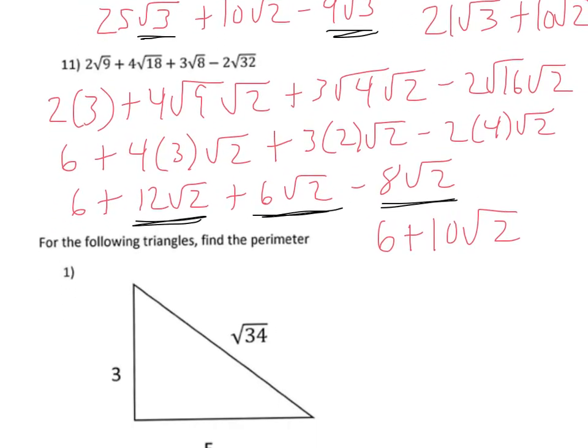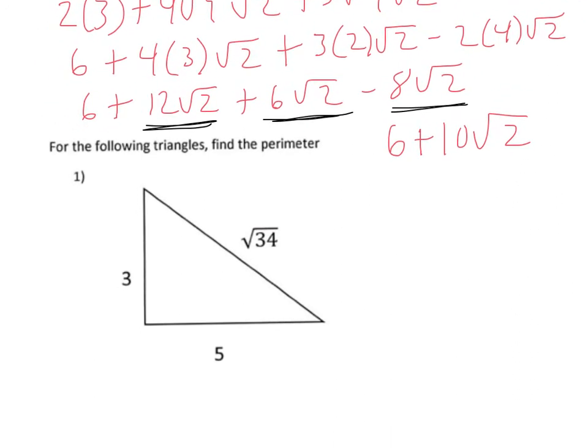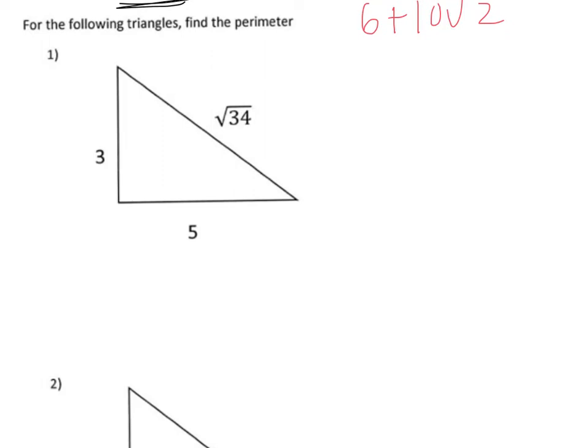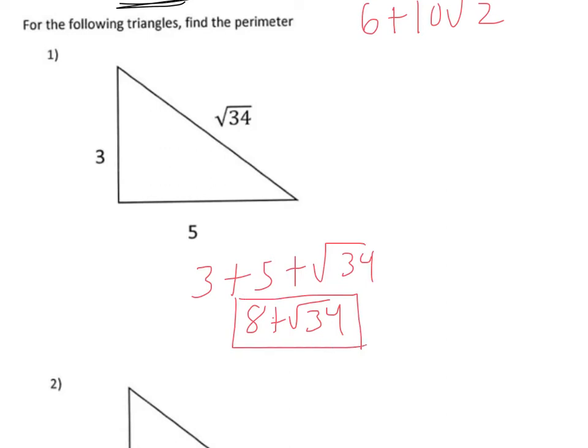Now moving on. So now we're going to start adding some triangles in here. For the following triangle, we want to find the perimeter. We should know by now perimeter is just adding up all the sides. So this one's nice and simple. We have 3 plus 5 plus radical 34. So 3 plus 5 is 8, plus radical 34, and we're done. There's nothing we could do with that radical 34.